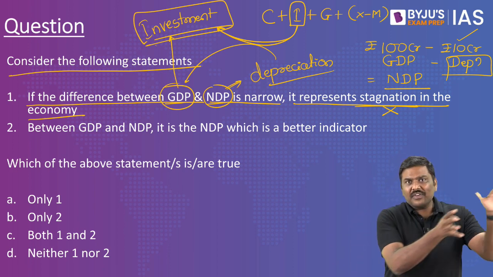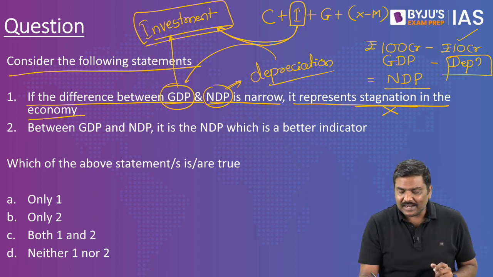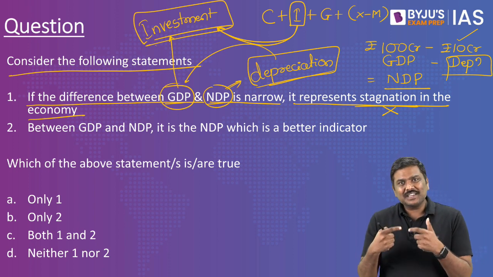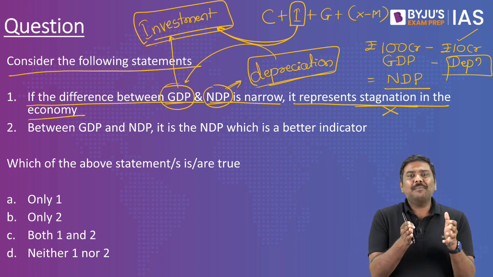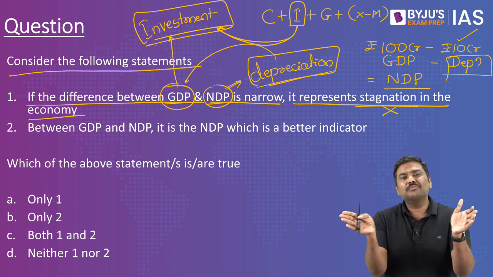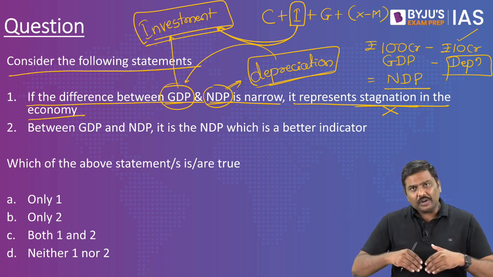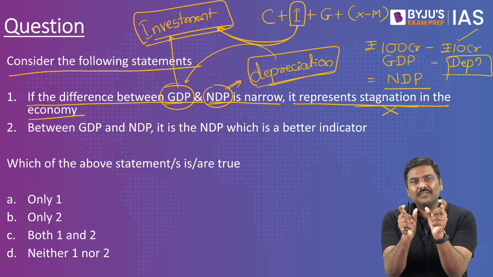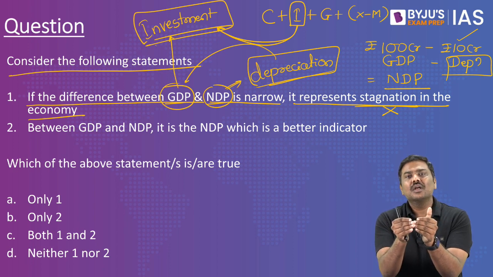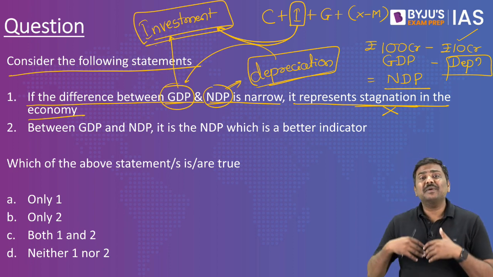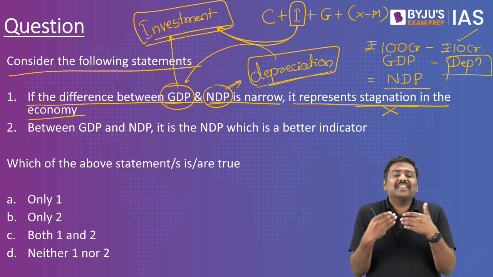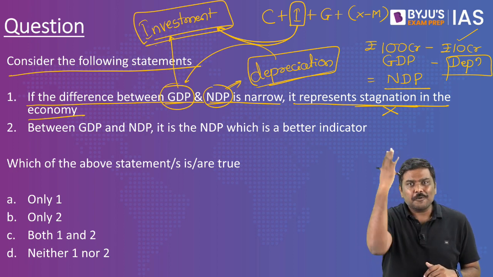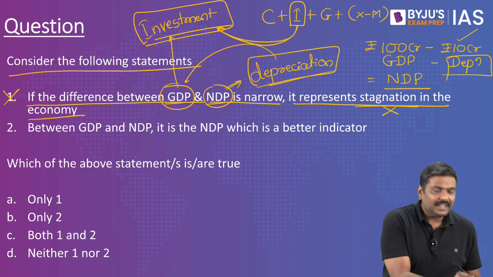So whenever you throw away a machine and replace it with a new machine, that is nothing but depreciation. If the depreciation is very high, the gap between GDP and NDP will become wider and wider. And if only part of your investment goes for depreciation, then the gap between GDP and NDP will be very, very narrow. Which means most of the investment you are doing is to add to the existing capital, not to replace it, which is going to increase the overall production in the economy. So the first statement is wrong.